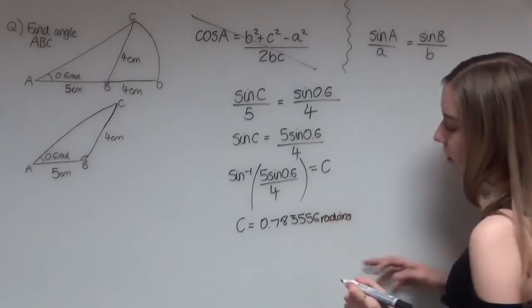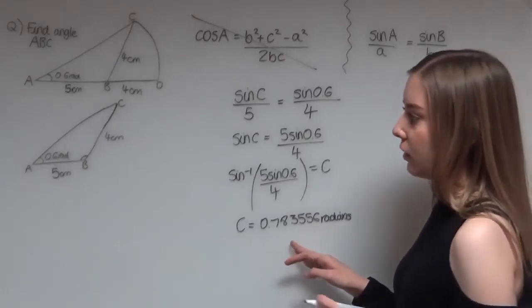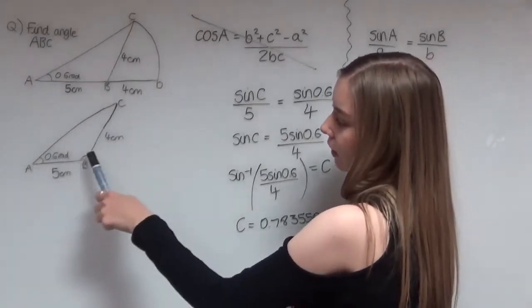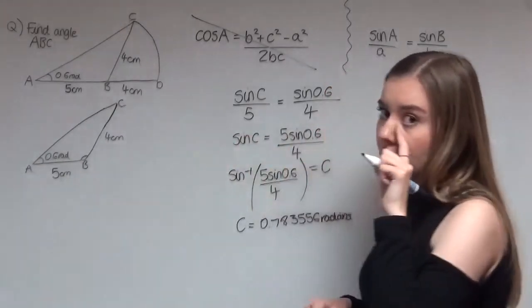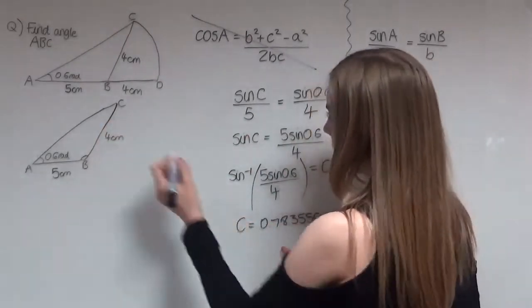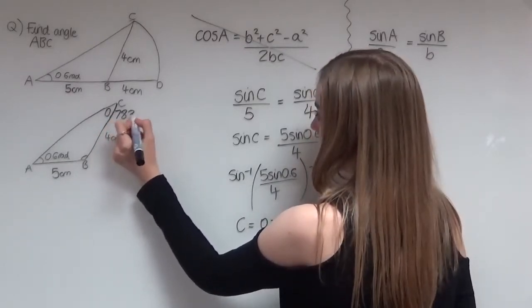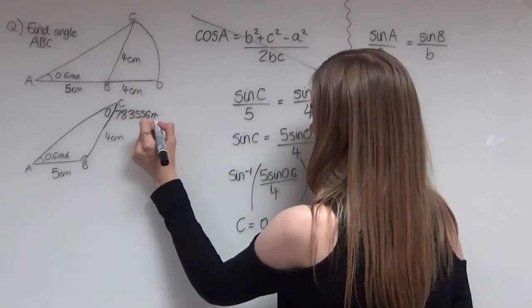Notice how I've left this angle to as many significant figures as possible, because that's not our final answer. We're looking for this angle B and we've just found C. So you can round later on when you get your answer for B. So for now I'm just going to put this into our diagram. So C is 0.783556 radians.